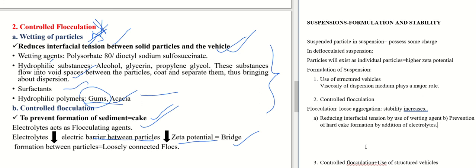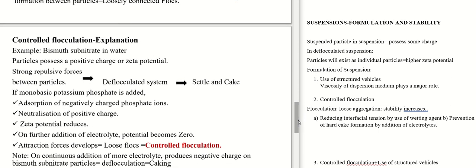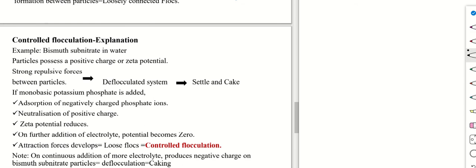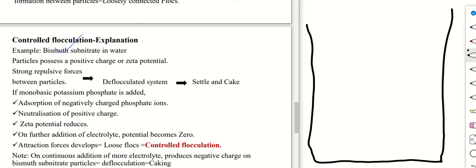Now let's see how this can be explained. Let's take a beaker, and here let's consider an example having bismuth subnitrate in water. Here bismuth subnitrate is the suspended particle and water is the dispersion medium.